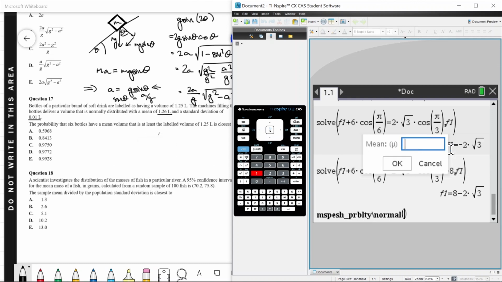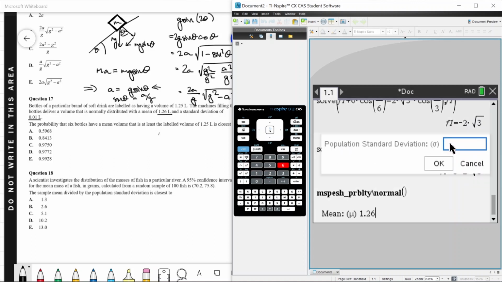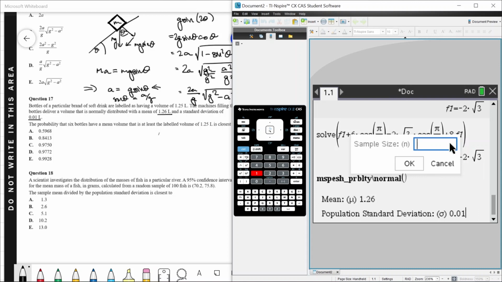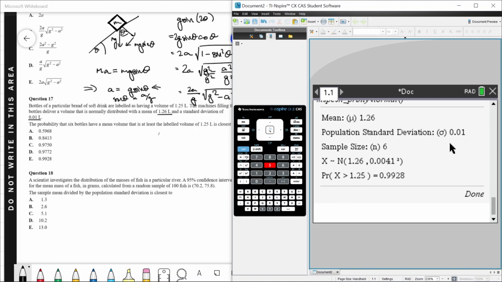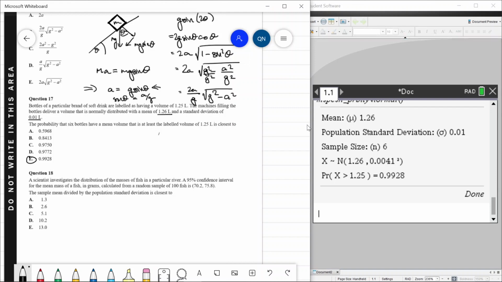So this is option 1. The mean is 1.26. Standard deviation of the population is 0.01. Sample size, that's going to be 6. And the A value is 1.25. So 0.9928. Option E.